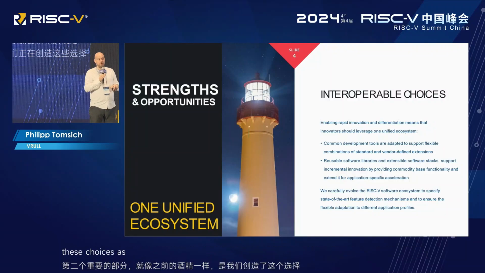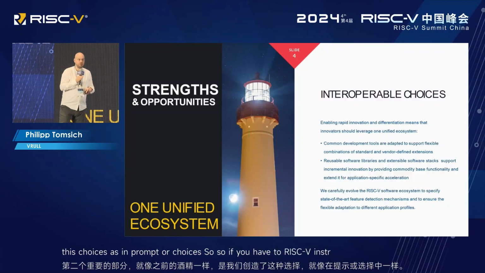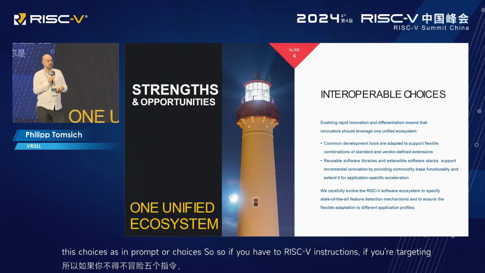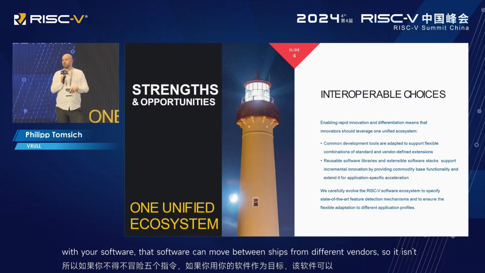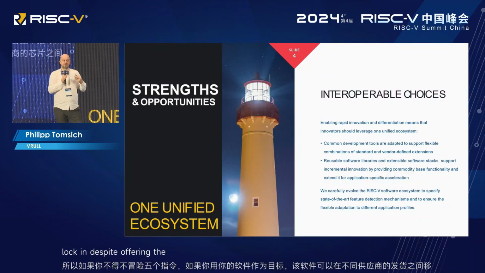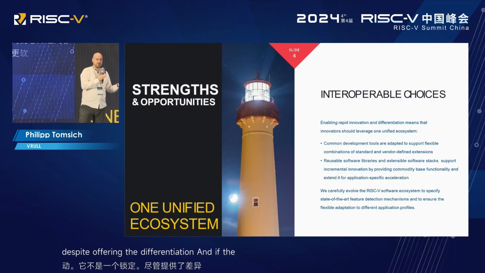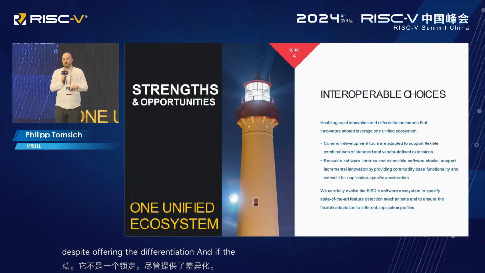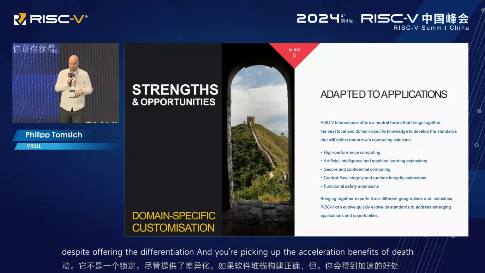The second important part, just as I outlined before, is that we're creating these choices as interoperable choices. If you have the RISC-V instruction set and you're targeting it with your software, that software can move between chips from different vendors. So it isn't a lock-in despite offering the differentiation. And if the software stack is built right, you get acceleration on one device, you move it to another one, and you're picking up the acceleration benefits of that device automatically as well.